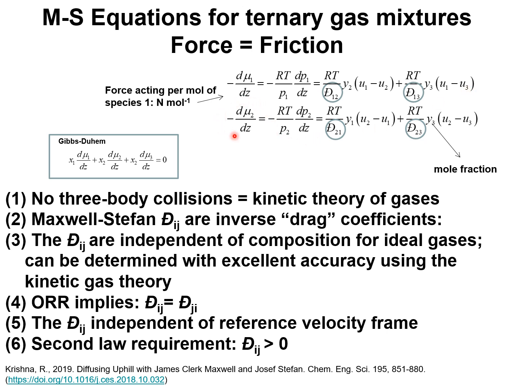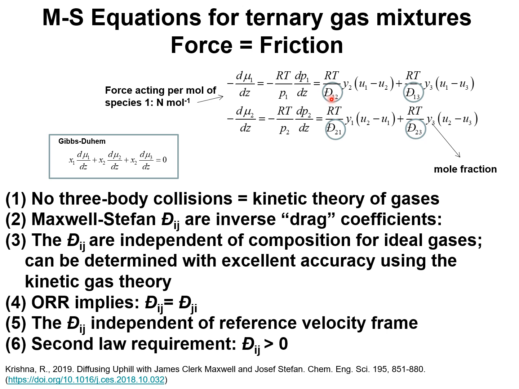Similarly, the force acting per mole of species 2 is balanced by the friction species 2 experiences in moving relative to species 1 and the friction it experiences with species 3, in view of the velocity differences between species 2 and species 3. In view of the Gibbs-Duhem constraint, only two of the driving forces are independent, and there are only two equations to consider.